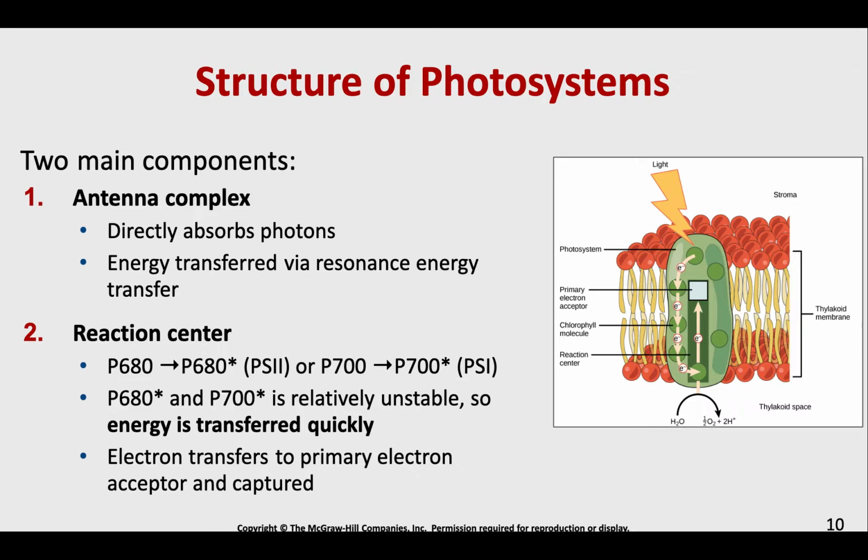Once P680 and P700 has that excited electron in its reaction center, this is really unstable, so the energy from that electron has to be transferred really quickly. This is where that electron is captured and transferred to a primary electron acceptor. It's just this generic square in our diagram here. So that's the anatomy of these photosystems. They are a lot more complex than just this, but we're just going to focus on the very basics.